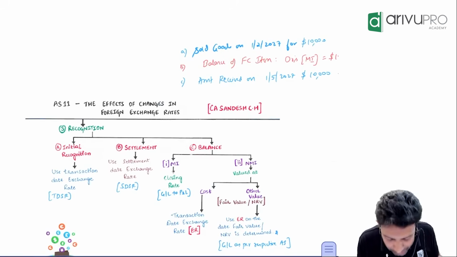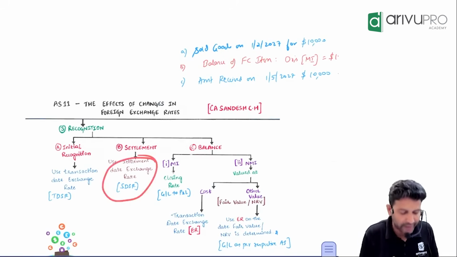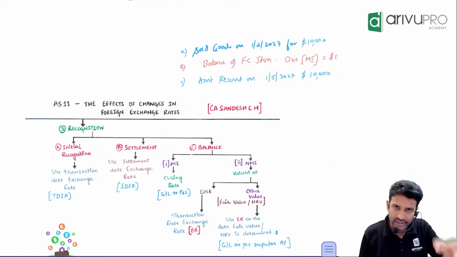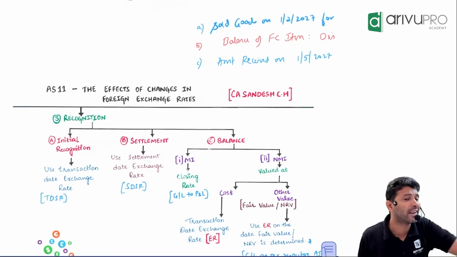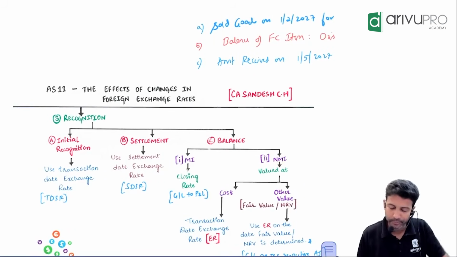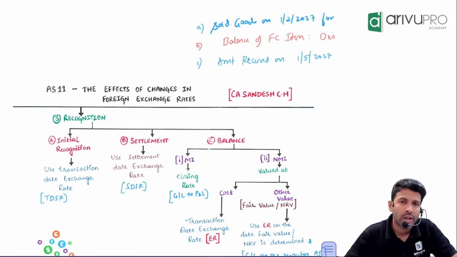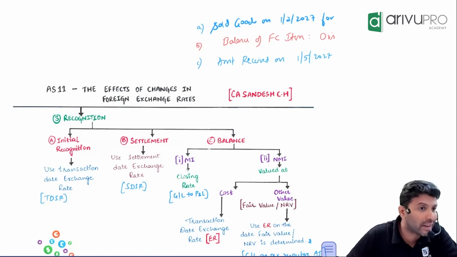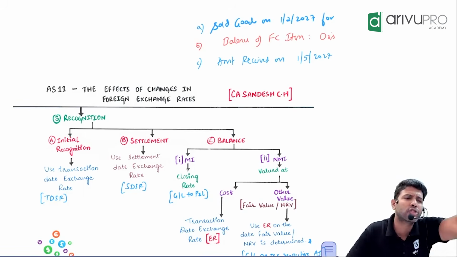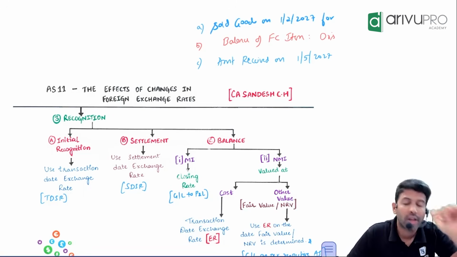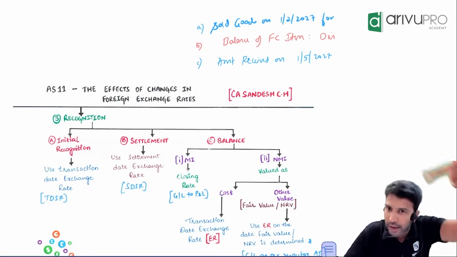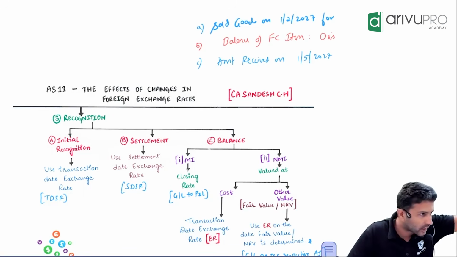All settlements will be recorded at settlement date ka spot rate. What do I mean by that? Sir, if I sell the goods today, will my debtor pay me today? Usually it will be a credit sale. Let's say the credit period is 2 months. When will the debtor pay me? After 2 months. After 2 months, will the exchange rate be the same or will it differ? It will differ.